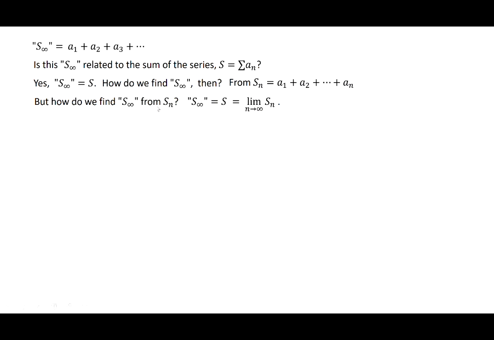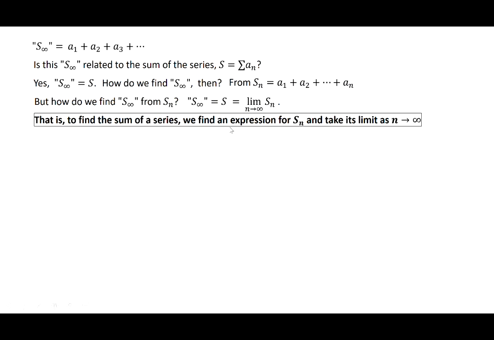So what we'll do is, we will come up with an expression for S sub n, and then take the limit of that S sub n as n approaches infinity. That's our strategy. S sub n, when you take the limit of it as n approaches infinity, you are sort of finding S sub infinity, or S. Okay? So here is the idea. That is, to find the sum of a series, we find an expression for S sub n and take its limit as n approaches infinity. Cool? I know it's a bit of theoretical explanation. I hope you're okay with it.